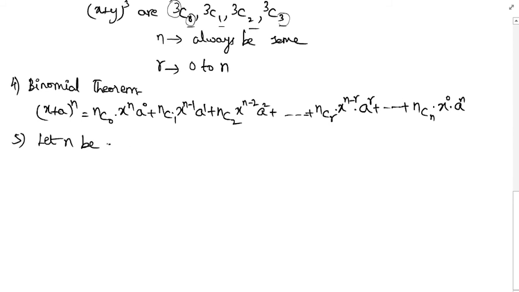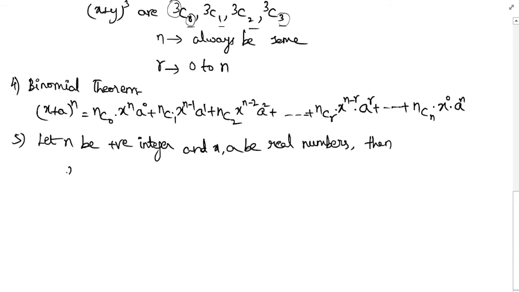Let n be a positive integer here, and x and a be real numbers. Then (x + a)^n can be written as the summation, that is sigma r equal to 0 to n, of nCr x^(n-r) a^r, okay. So this is the general formula.